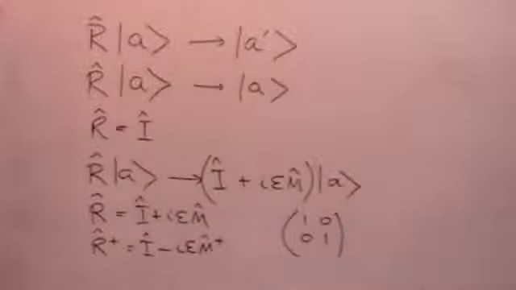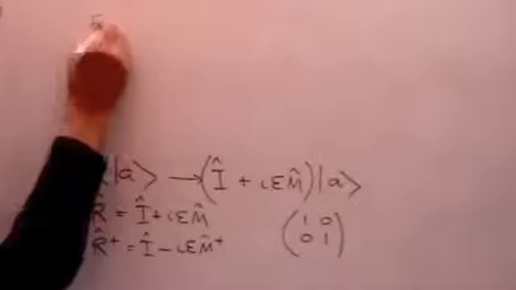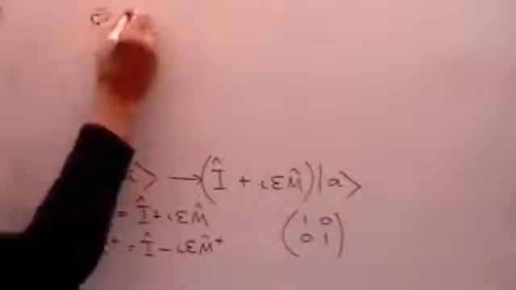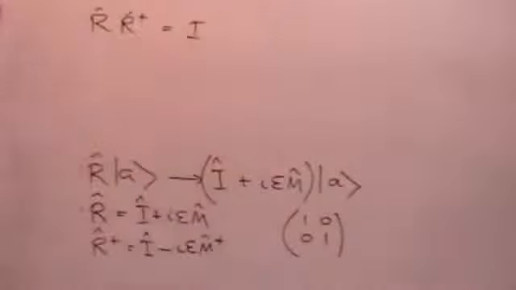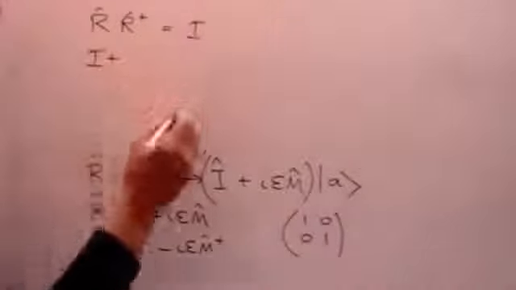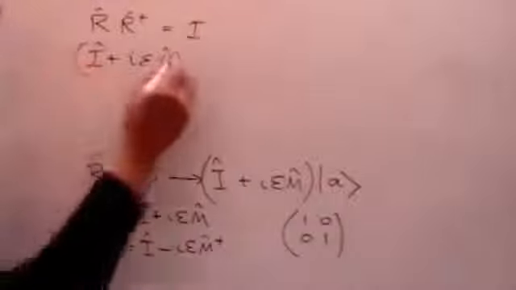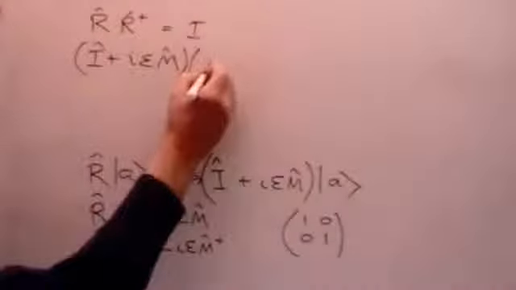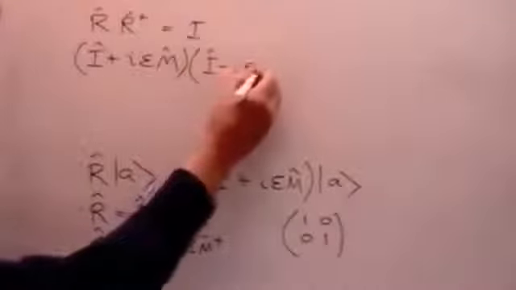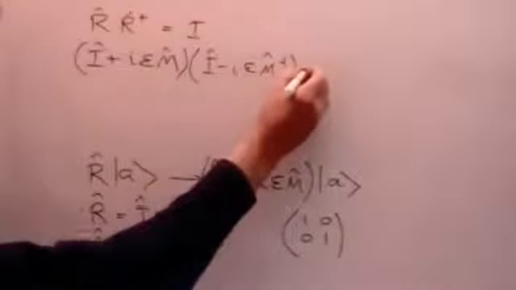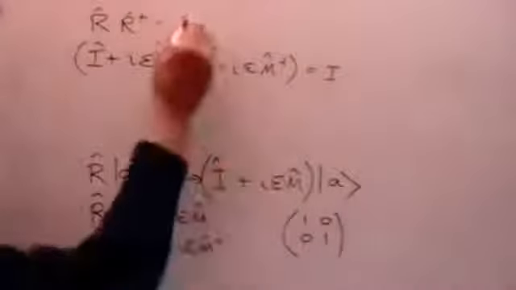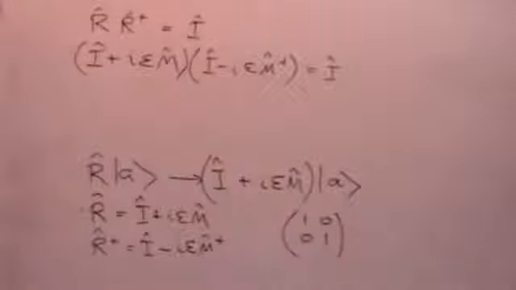But we recall that these are unitary matrices, and R dagger R equals I. That's the condition of being a unitary matrix. So let's do it. R is I plus iεM, where I and M of course are operators, and we're multiplying that by R dagger, which is I minus iεM dagger, and that we say is going to equal I. These should have hats on. The identity matrix I.